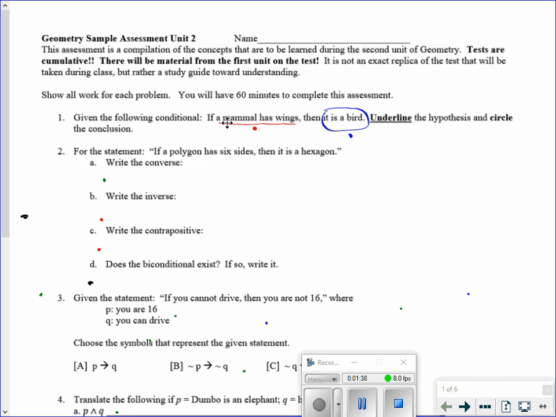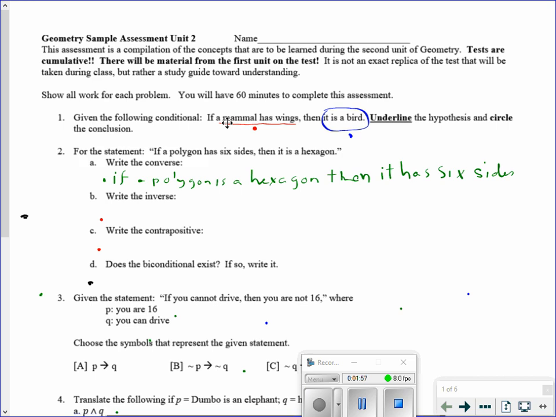If the polygon has 6 sides, then it's a hexagon. Write the converse. Go ahead and put me on pause and come back and check your work. Okay, so you should have written: if a polygon is a hexagon, then it has 6 sides. Remember, the converse is when it moves. The word converse is the idea that I have to help you remember that.